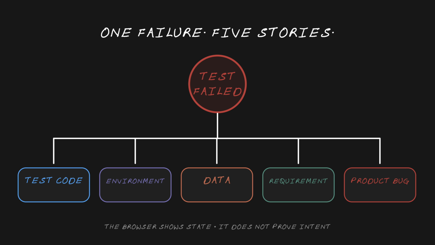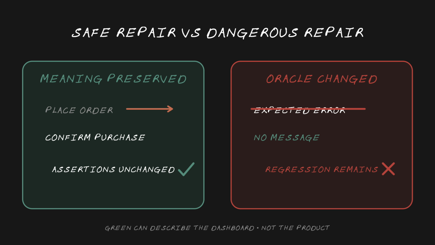Maybe the locator changed. Maybe the data expired. Maybe the requirement changed. Or maybe, and stay with me here, the product has a bug. The browser can show what the application is doing. It cannot tell you what the business meant. Let's start with the easy one.